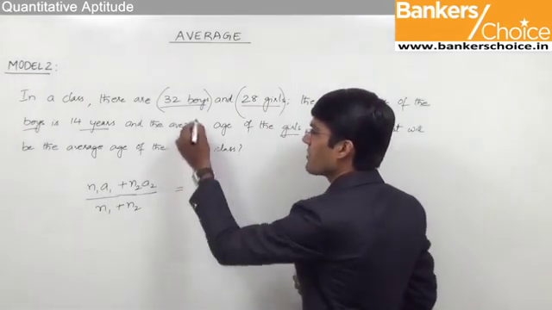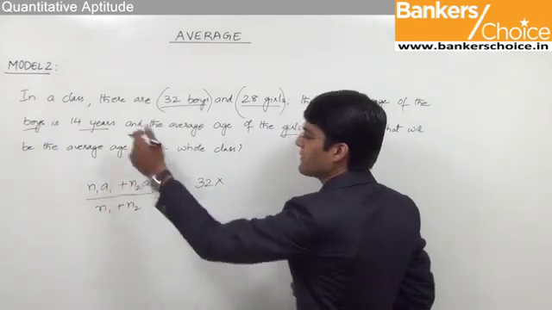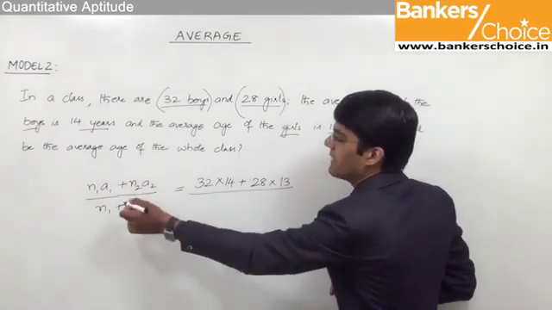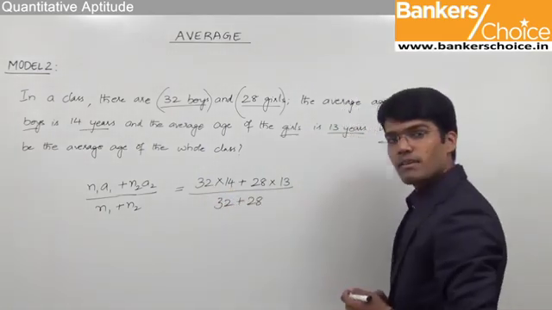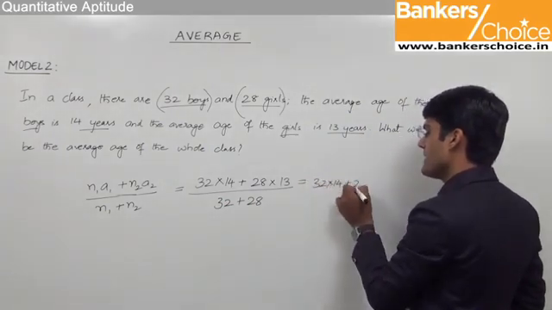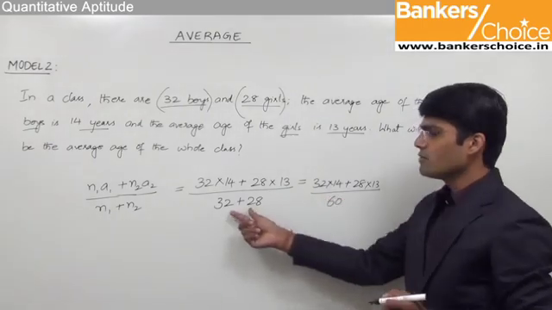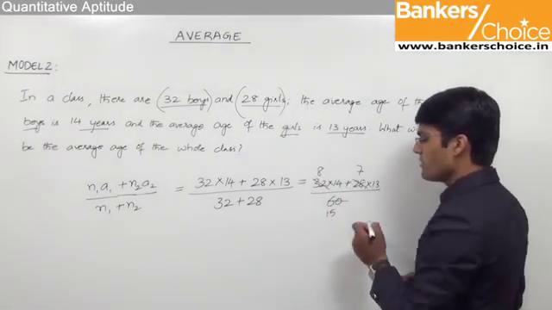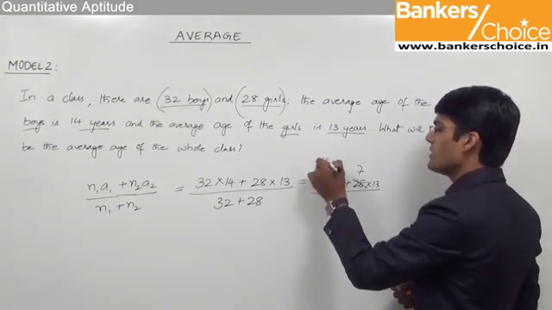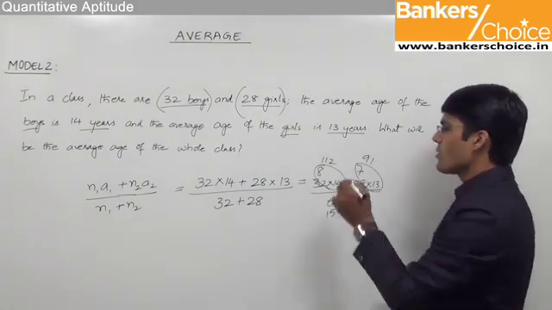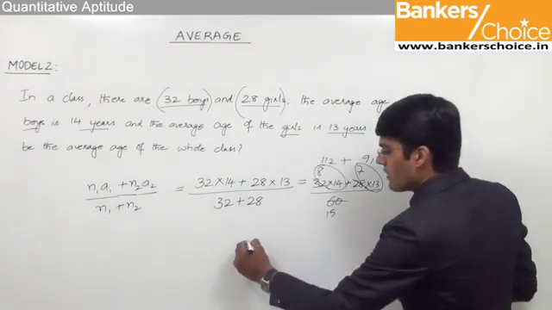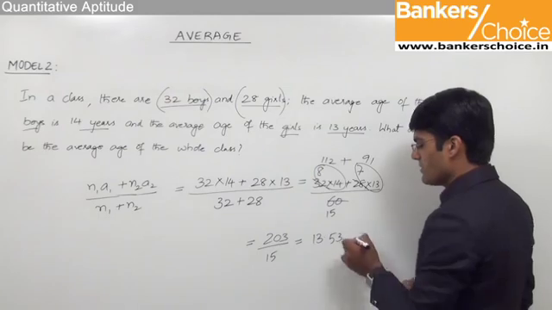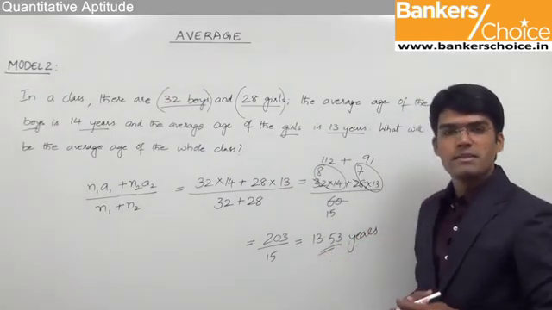So that can be taken as the number of people in the first group, that is 32, into the average, that is 14 years, plus the number of persons in the second group, 28, into the average, 13, divided by n1 plus n2, that is 32 plus 28, which is equal to 32 into 14 plus 28 into 13 divided by 60, that is 32 plus 28. Now by taking 4 common here, we get 4 into 8 as 32, 4 into 7 as 28, and 4 into 15 as 60. So 8 into 14 will be 112, 7 into 13 will be 91. So 112 plus 91 divided by 15, which will be equal to 203 divided by 15. So by solving this, we get the answer as 13.53. So we can say that the average age of the whole class will be 13.53 years.